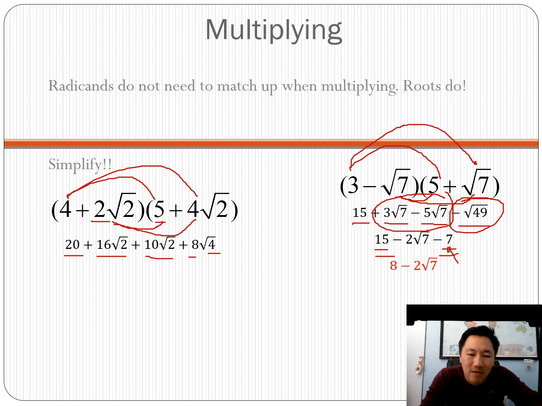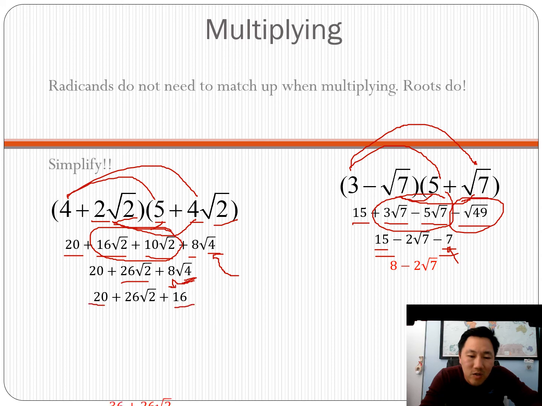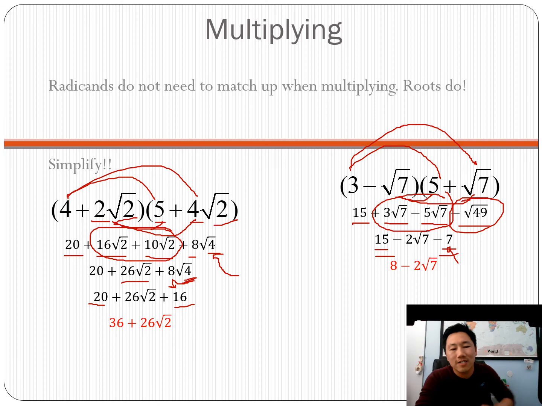You just multiply outside with the outside, the inside with the inside. It does simplify a lot. You can combine these two middle terms, just like you can always combine the two middle terms to get 26. And then, well, I guess I'll show a little bit of work. Radical 4 is just 2, and 2 times 8 is 16. And then from there, you just combine these two terms. Final answer, 36 plus 26 radical 2.